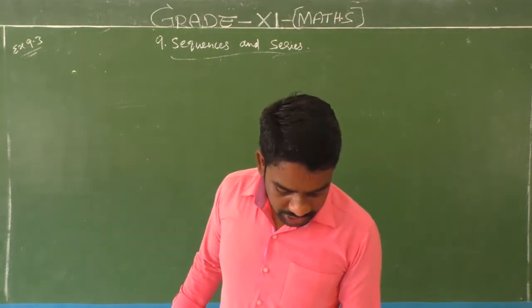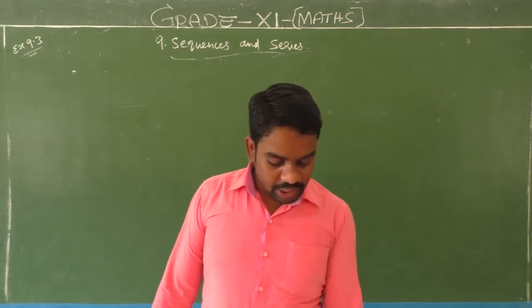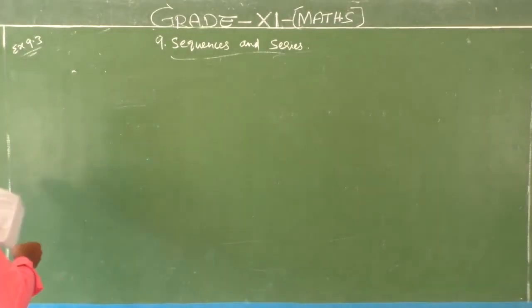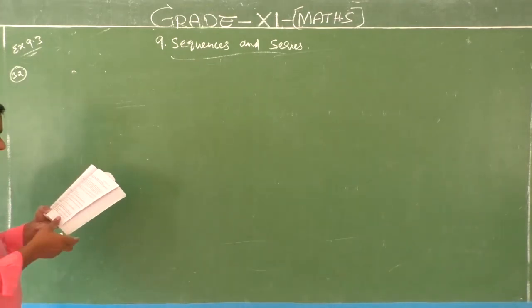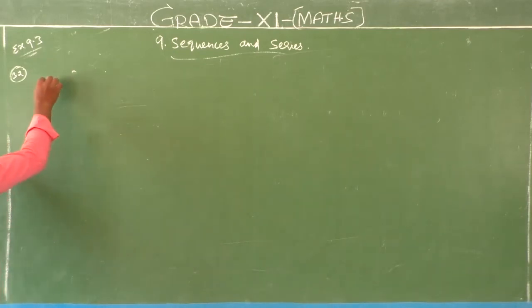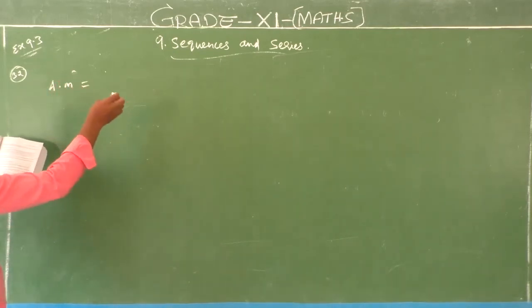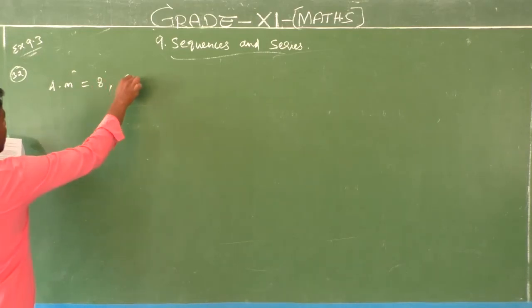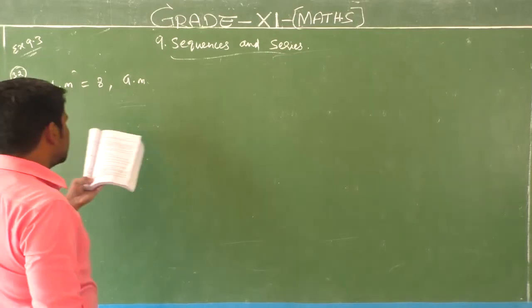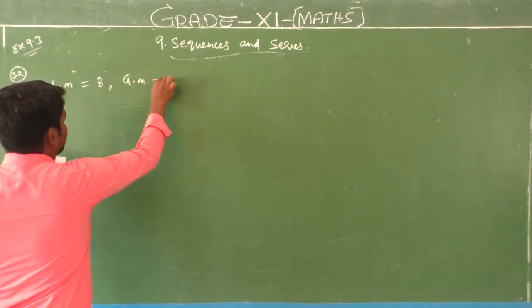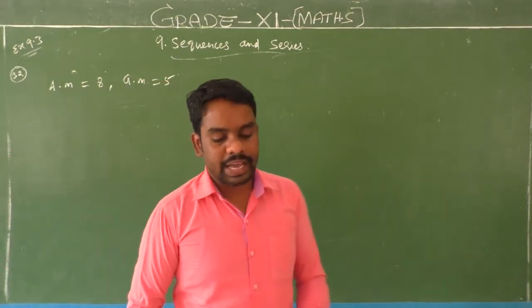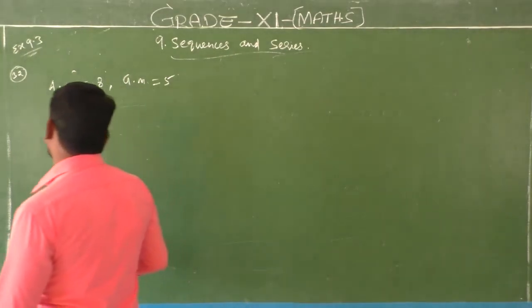Next, let's do the next question. Question number 30 and 31 are already solved. So next, question number 32, the exercise's last question. If the arithmetic mean and the geometric mean of the roots of a quadratic equation are 8 and 5 respectively, then obtain the quadratic equation.